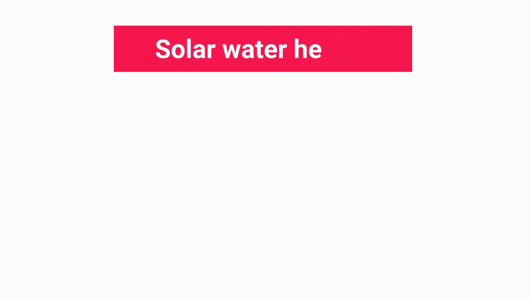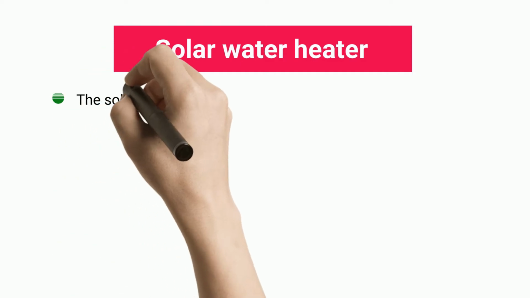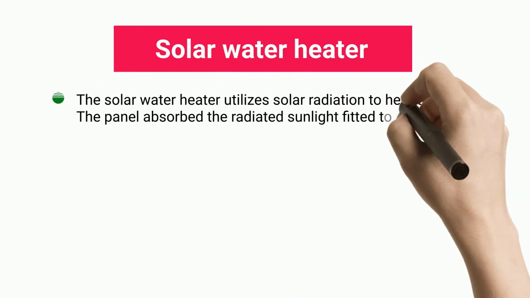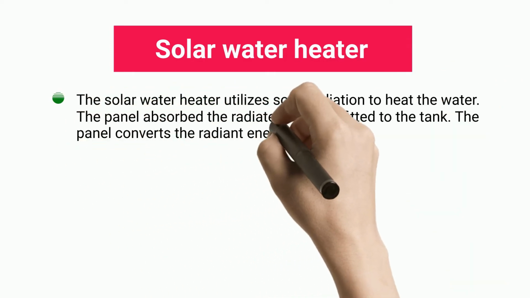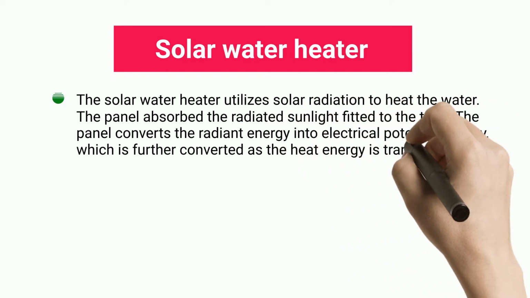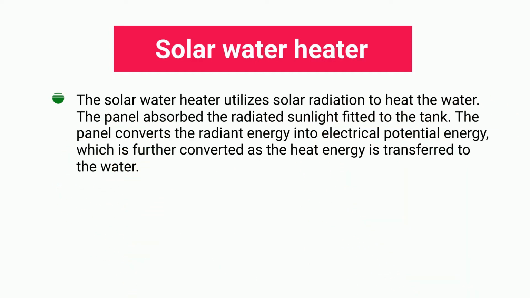Solar water heater. The solar water heater utilizes solar radiation to heat the water. The panel absorbed the radiated sunlight fitted to the tank. The panel converts the radiant energy into electrical potential energy, which is further converted as the heat energy is transferred to the water.